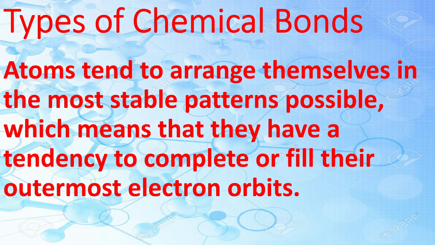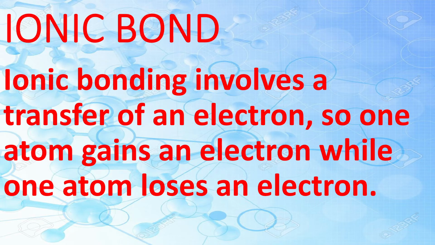There are two main types and some secondary types of chemical bonds. The first is the ionic bond. Ionic bonding involves a transfer of an electron.